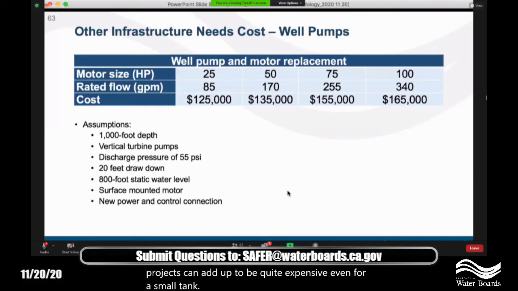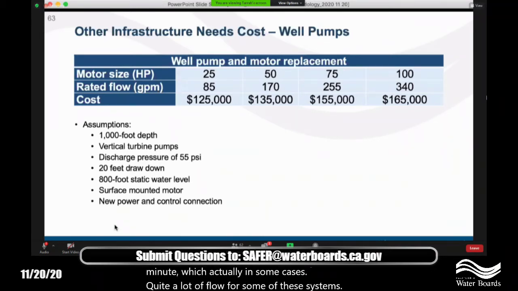So other infrastructure needs, a lot of these systems have very old well pumps and may need replacement, or in the case of new wells, they'll need a well pump in there for the first time. So these are just different flow ratings down here in the middle row, and we will be getting costs for higher flow rates as well, so that we can more completely model this system. But you can see how low we're going down to, 85 gallons a minute, which actually in some cases is quite a lot of flow for some of these systems. But we have to have a lower end to work with.